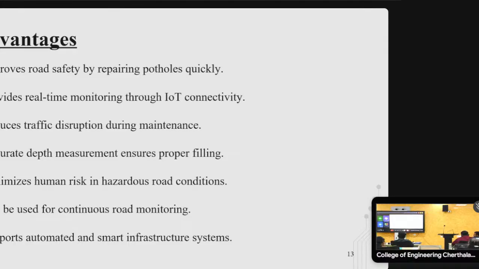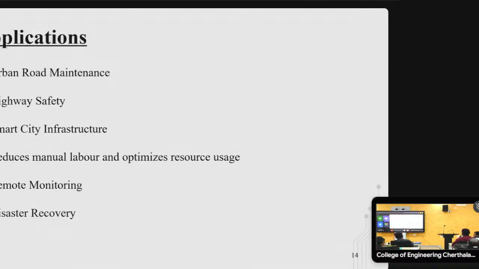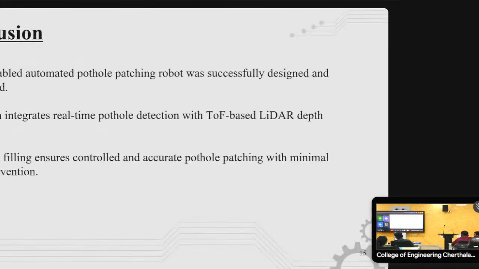And it can be used for continuous road monitoring and assessment, and it promotes automated and smart infrastructure systems. So the application, we can use it in urban and semi-urban road maintenance, for highway safety, and also gives a protection to the people working in that region, and remote monitoring and disaster recovery.